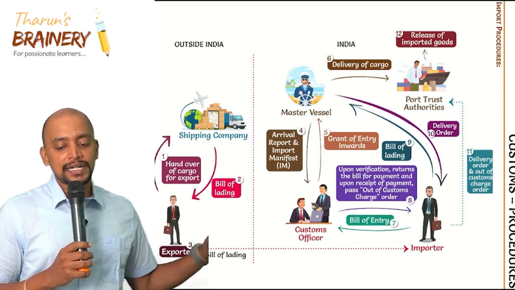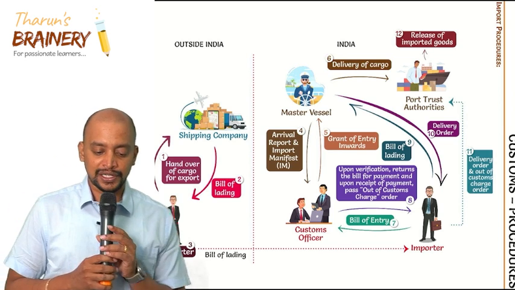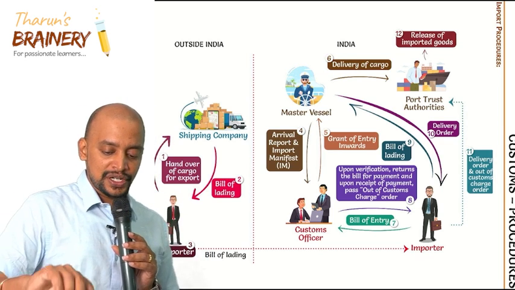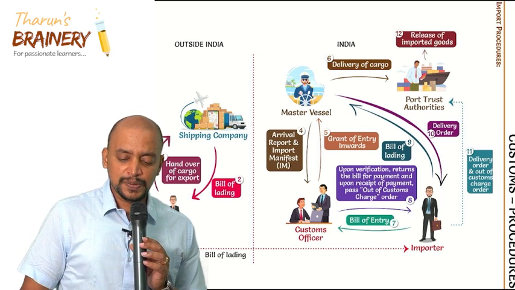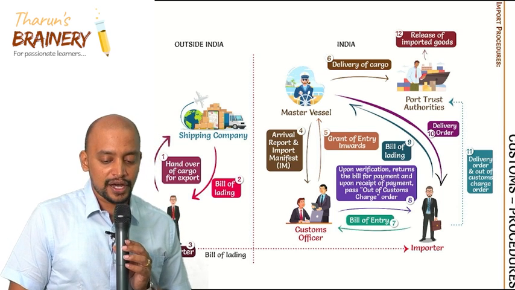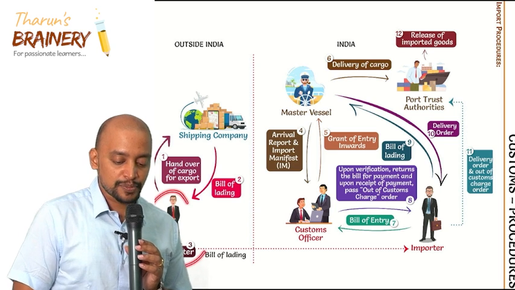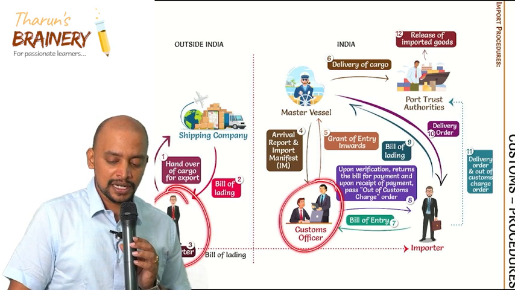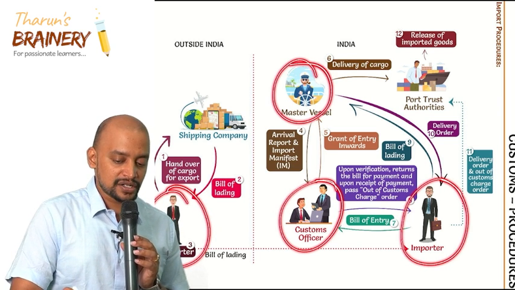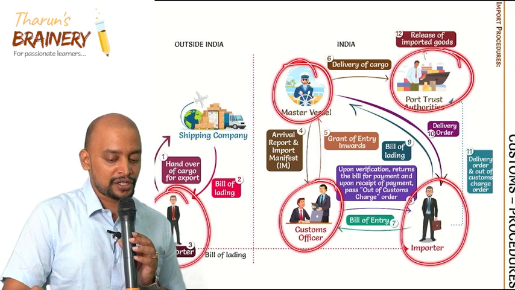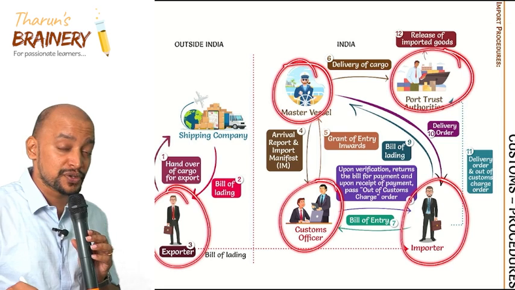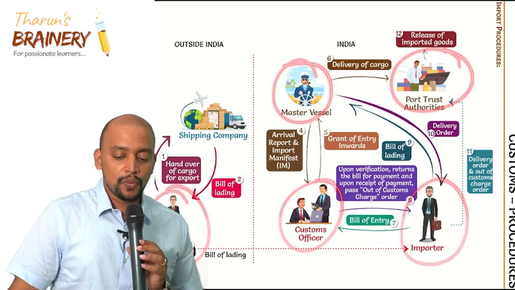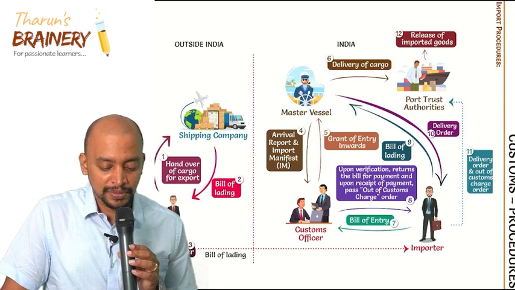In that, this is the bird's eye view of import procedures. Here this import procedure I am discussing in the context of a vessel. So this procedure will be revolving around 5 parties: exporter, customs officer, importer, master of the vessel and port trust authorities. These are the 5 people who are involved in this procedure. This is which procedure? Import procedure. What will happen? Just follow the numbers.